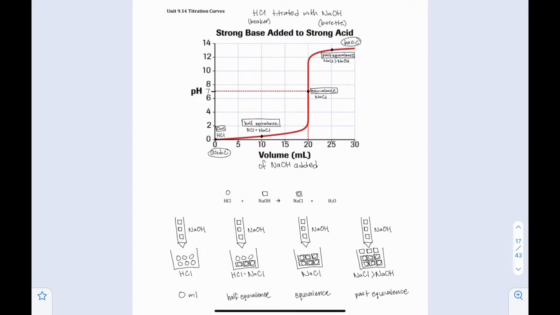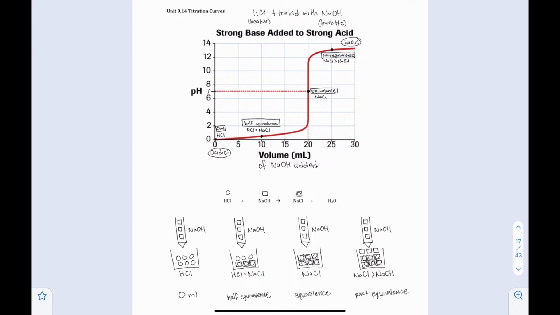We're going to go through a titration curve, which is a graph of the pH in the beaker at different points during a titration. Our first example is of a strong acid, HCl, titrated with a strong base, NaOH, and that means the acid is the unknown concentration in the beaker, and the base is the known concentration or titrant in the burette. So when we say titrated with, the thing that we're titrating with is in the burette.